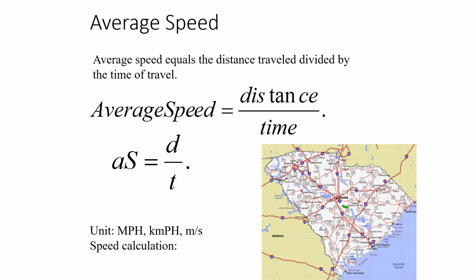Okay, this is how we get the average speed of a certain object. So we have the average speed, distance over time. When we say over, we need to divide the distance over time. Okay, take note of the unit. It should be written as meter per hour, kilometer per hour, or meter per second.